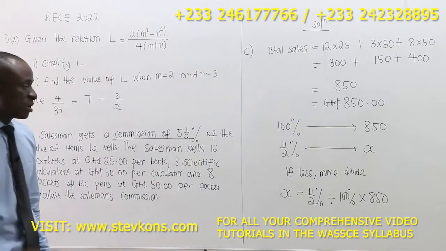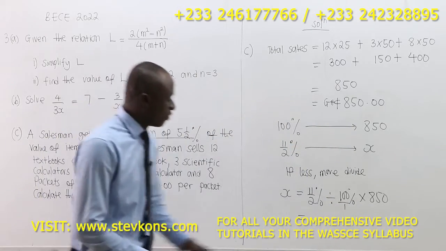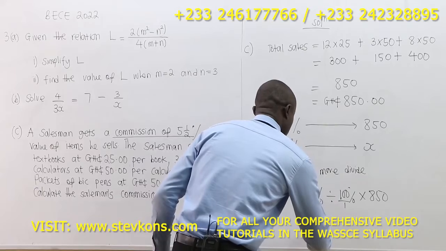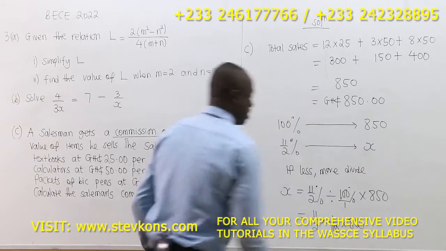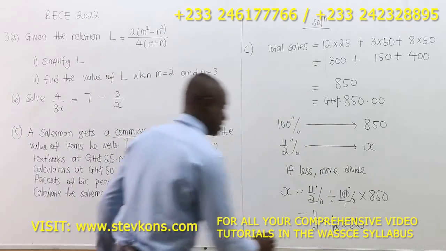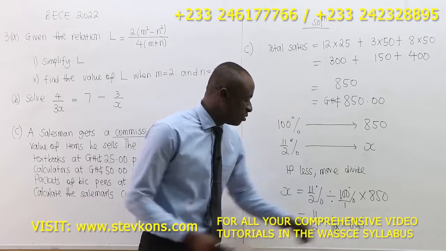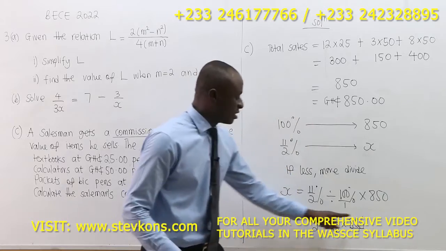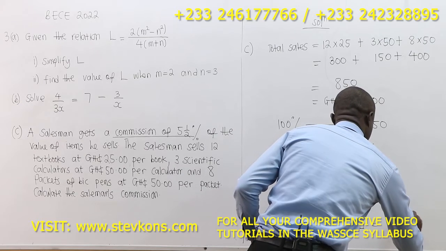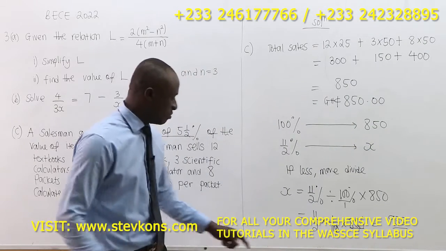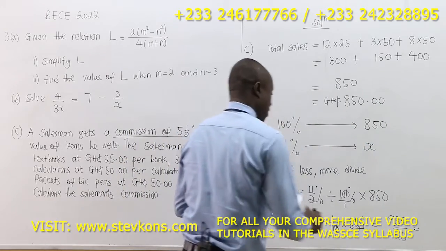Now the percentage will cancel out and the division will change. This is over 1 division, so we have to reciprocate the second term. So we have 11 over 2 times 1 over 100 times 850. Now let's see, this 0 is cancelling that 0. So 11 times 85, this is also over 1, and this is giving us 935 over 2 times 10, which is 20.